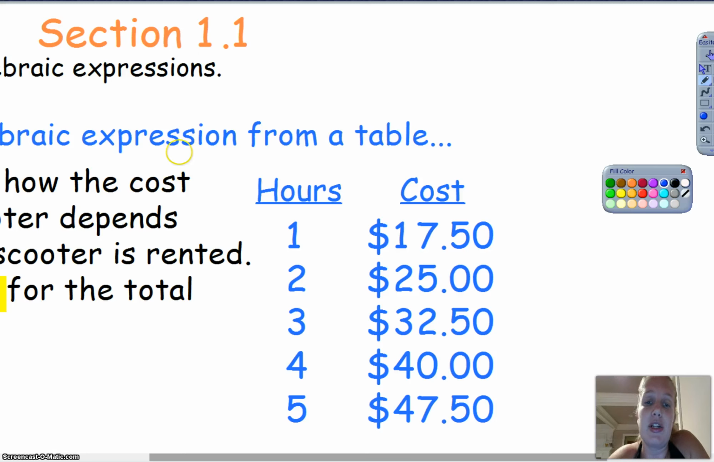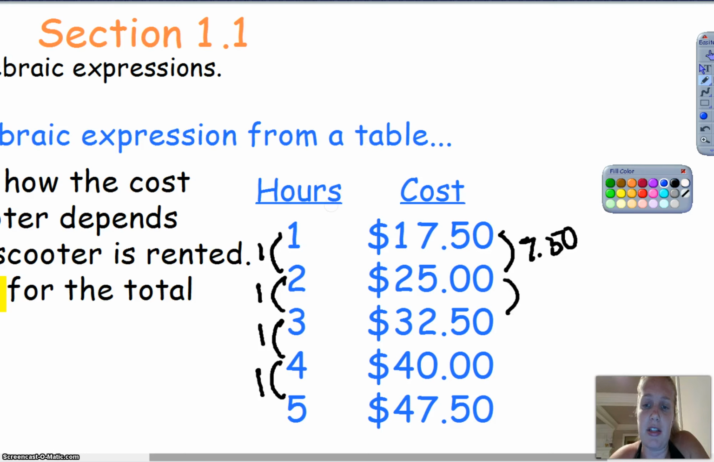When you have a table, you want to start looking to see what's going on with the increases. Well, as I jump down here on the left side, all the hours are going up by 1. Okay, so nothing's changing there. Here, each hour that I go up, it seems like it's going up $7.50. If I add another $7.50 here, I'll get the $32.50. Another $7.50, and so on. So I know it's going up by $7.50 each hour.